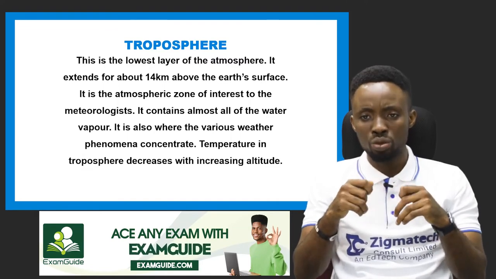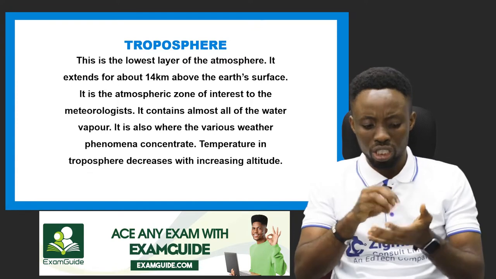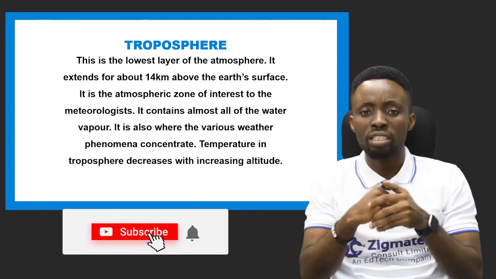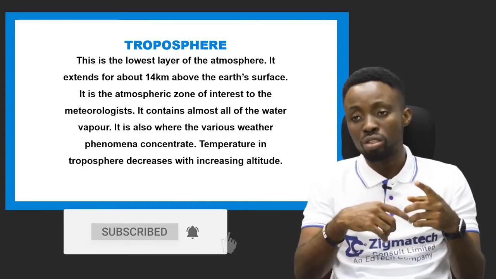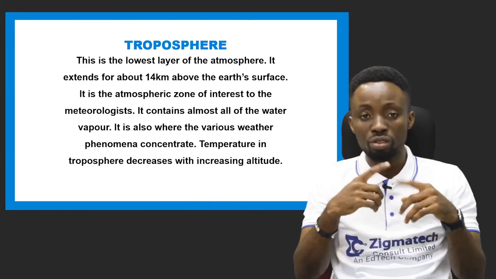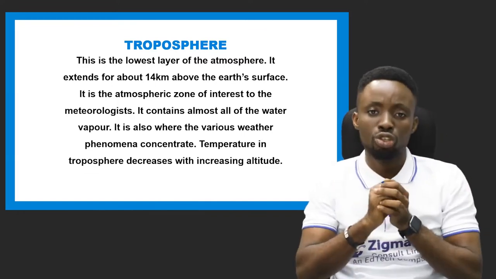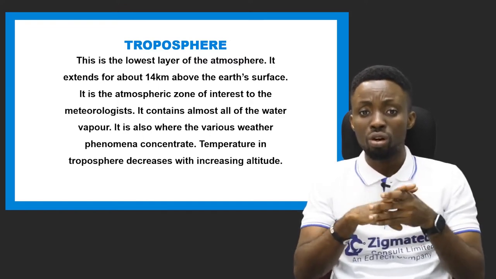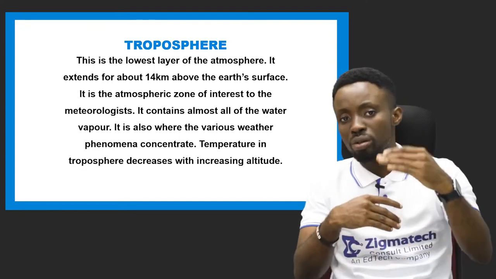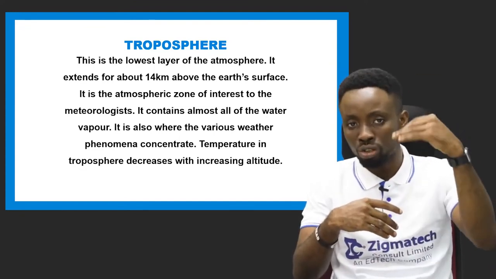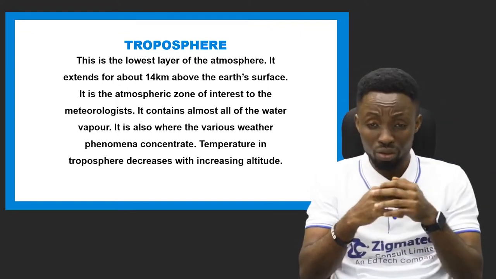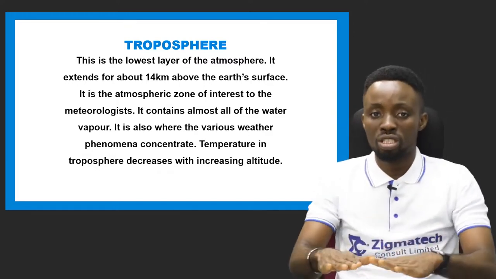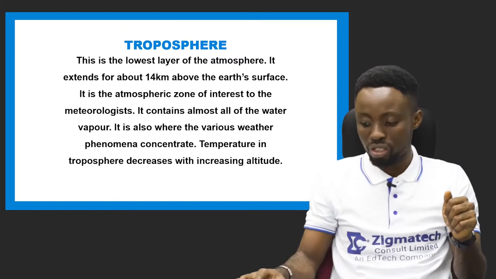And as you go up in the troposphere, the temperature keeps dropping as you go up and up and up. We call that the lapse rate. For every 100 meters of height you cover, the temperature will drop by 0.1 degree Celsius. That's how it works as you go up and up. In fact, as you get towards the exosphere, you discover that the temperature has dropped drastically compared to what it is on the Earth's surface.